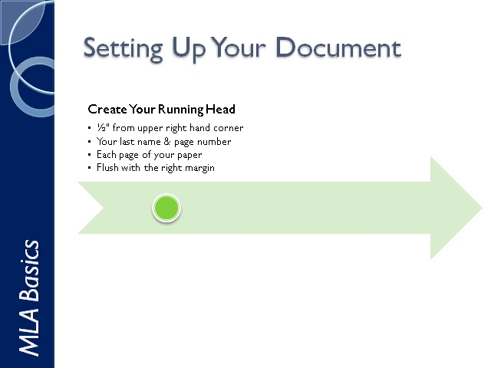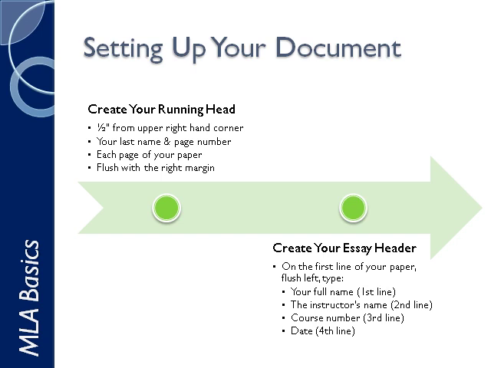Next, you want to create your running head. This will be a 1/2 inch from the upper right-hand corner, will include your last name and page number, will appear on each page of your paper, and will be flush with the right margin. To create your essay header, on the first line of your paper, flush left, type your full name, then the instructor's name on the second line, your course number on the third line, and the date on the fourth.